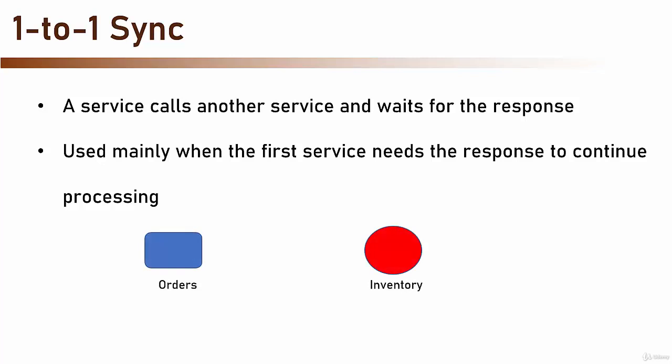Let's look at an example for this pattern. So we have two services, the orders service and the inventory service. The orders service would like to finalize the order, but before that, it must make sure the item in the order is actually in stock. So the orders service asks the inventory service, is this item in stock? And naturally, it cannot continue and finalize the order until a response is received, which in this case is yes. So this is a classic example of the One-to-One Sync communication pattern.